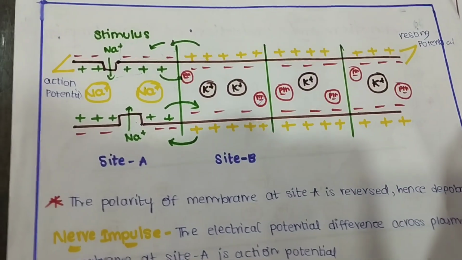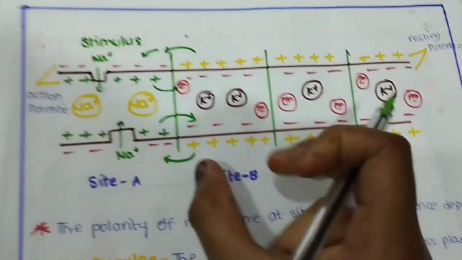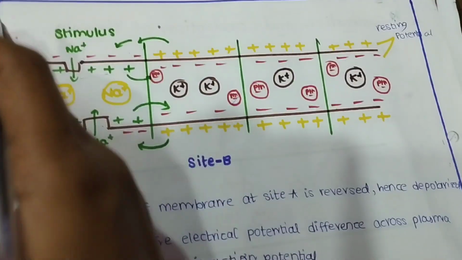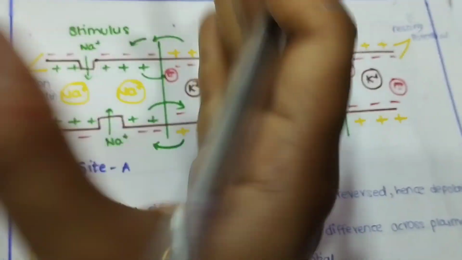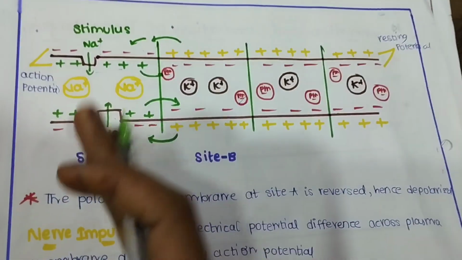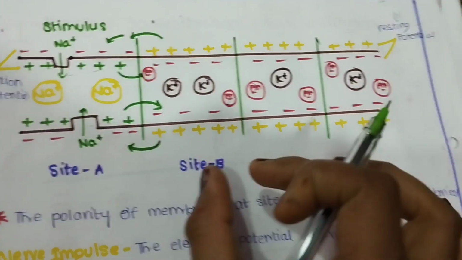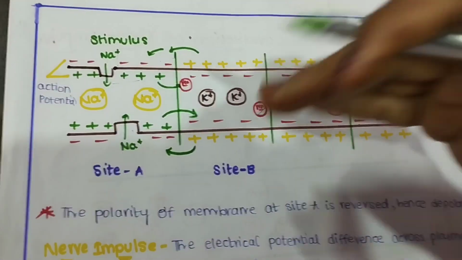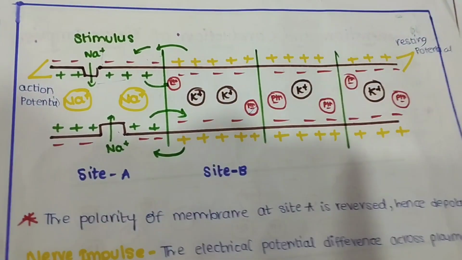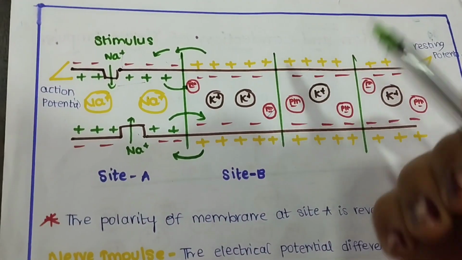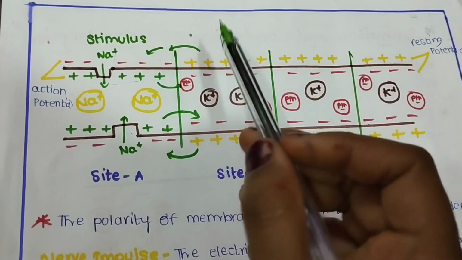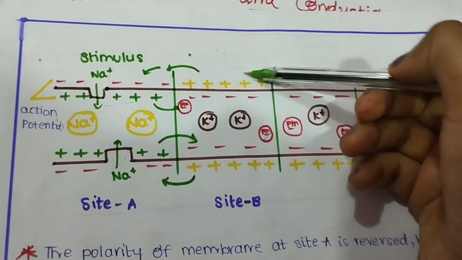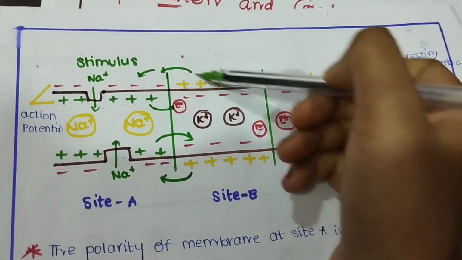According to the current mechanics, the current flows from the positive terminal to the negative terminal. Site B is just ahead of site A, where the impulse is taking place, where the polarity is reversed and depolarization took place. Just beside that site, we assume site B. At site B, the positive charge is present outside and the negative charge inside. According to the current mechanics, the current should flow from the positive terminal to the negative terminal, so on the outer side the current should flow from positive to negative like this.